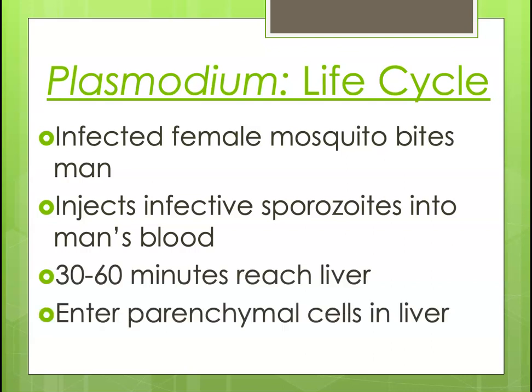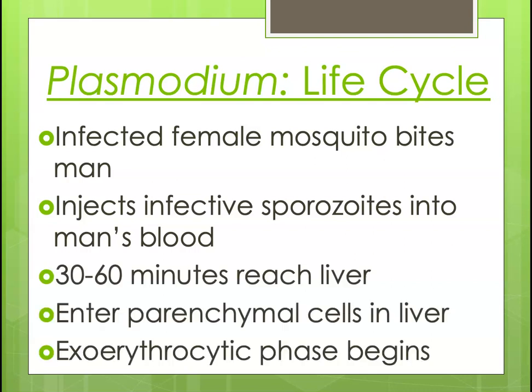So let's talk through it. So an infected female mosquito comes along and bites an uninfected human. So when she does this, she's injecting infective sporozoites into man's bloodstream. So that is your infective stage for humans, the sporozoites from the bite of a female Anopheles mosquito.